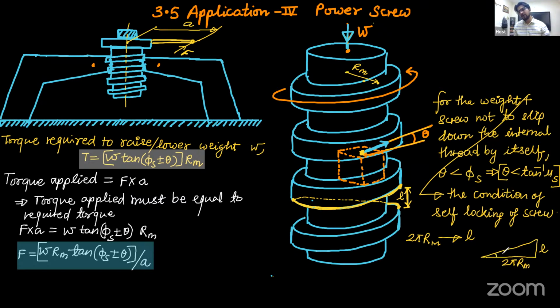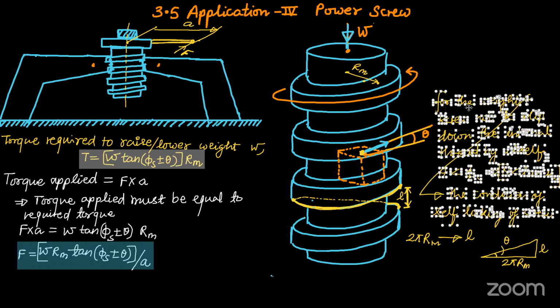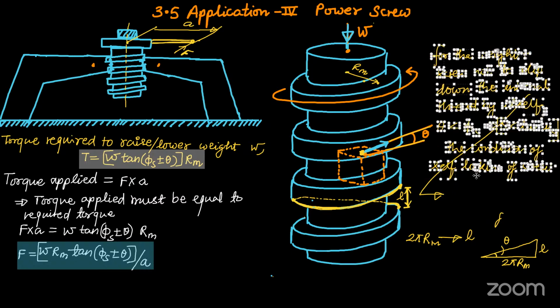Can you please now tell me how would you calculate what angle you are making from horizontal? Tan theta equal to L by 2 pi rm. L is called what? Vertical displacement. Lead of the screw. Lead of the power screw. Exactly. L has got a name, and that name is lead of the power screw.